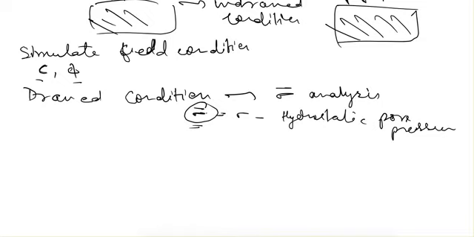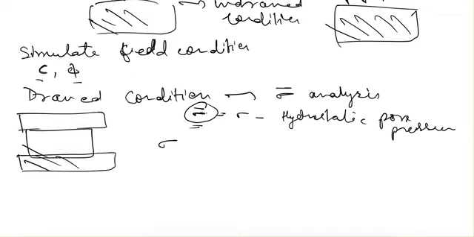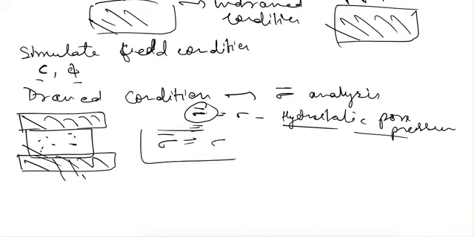This test if we conduct in the lab, let's say this is the sample in a direct shear test. For that, obviously there will be no hydrostatic pressure. Whatever water will be there in this soil, it will drain out. So effective stress can be given as total stress. So this above formula is for field condition and this is for lab condition.